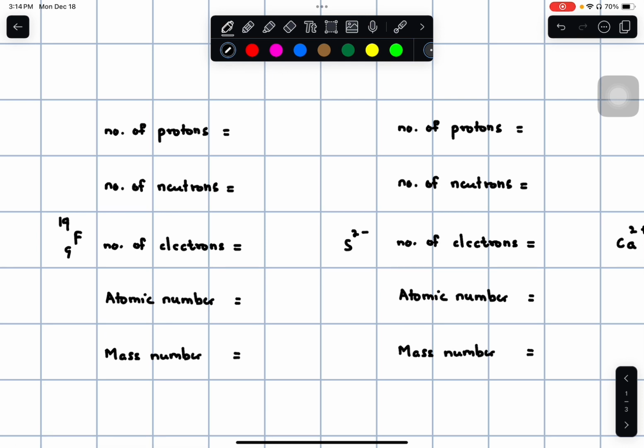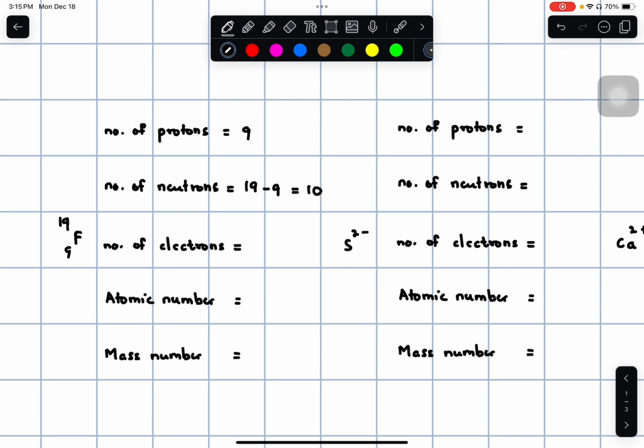Let's say you see a description like this, and you're asked to find the number of protons, neutrons, electrons, atomic number, and mass number. How do you work this out? First, you need to know that the smaller number is always going to be the proton number. Why? The larger number, which is the mass number, is the sum of protons plus neutrons. That's why the number of protons here would be 9, and the number of neutrons would be 19 minus 9, which gives us 10.